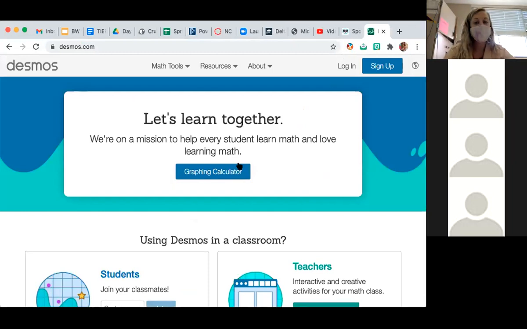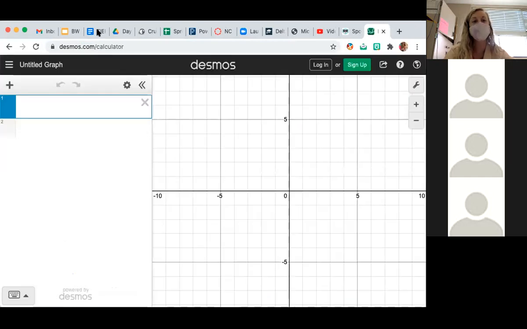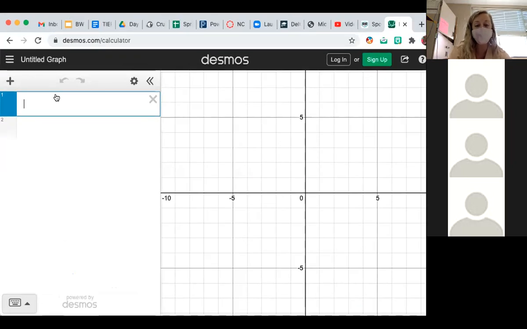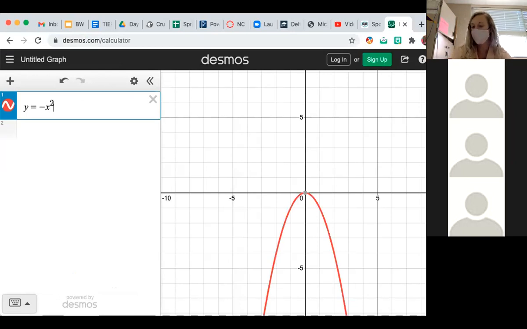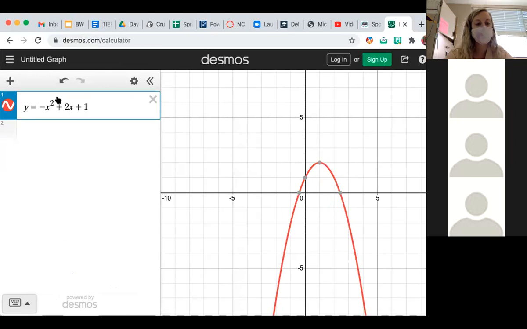Desmos.com, hit graphing calculator. Again, this will work on a phone, tablet, computer, anything. And the cool thing about Desmos is you've got the whole screen. It's big. It's also touch screen and it color codes. So in this first new box, you're going to type in the equation. So it was y equals negative x squared plus 2x plus 1. I do want y'all to do it with me so you can practice clicking on the correct things.